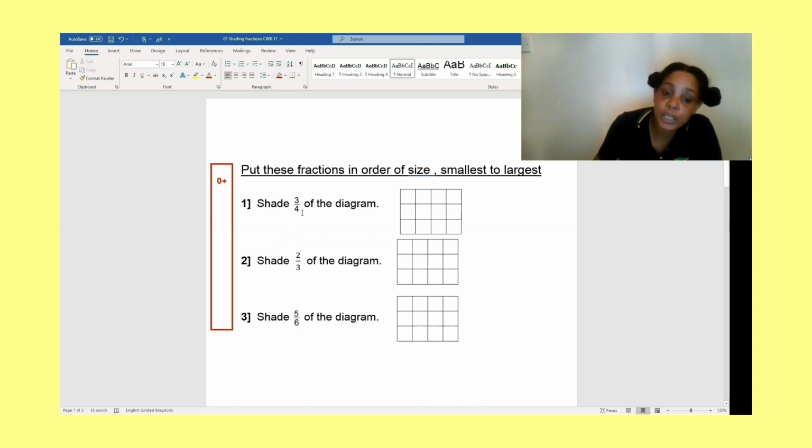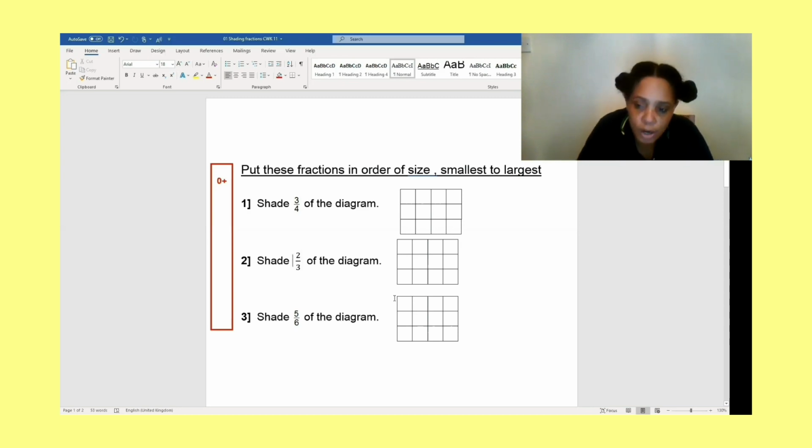Here we have one that is out of 4, one out of 3, and one out of 6. We're asked to put them in order, smallest to largest. We're asked to compare them. We've got to find something in common so we can use it to compare them.